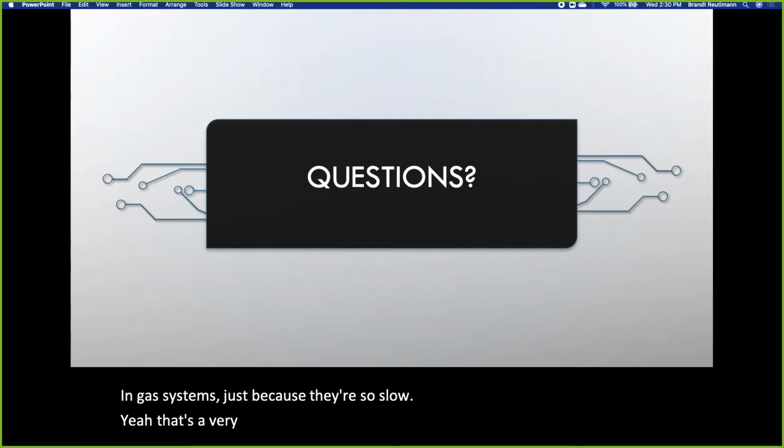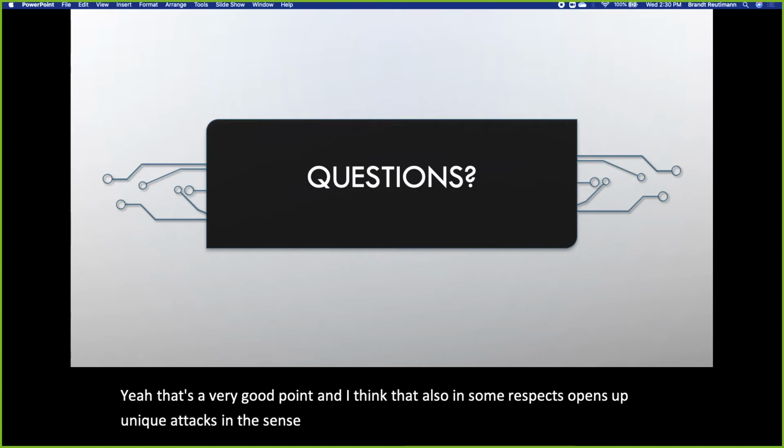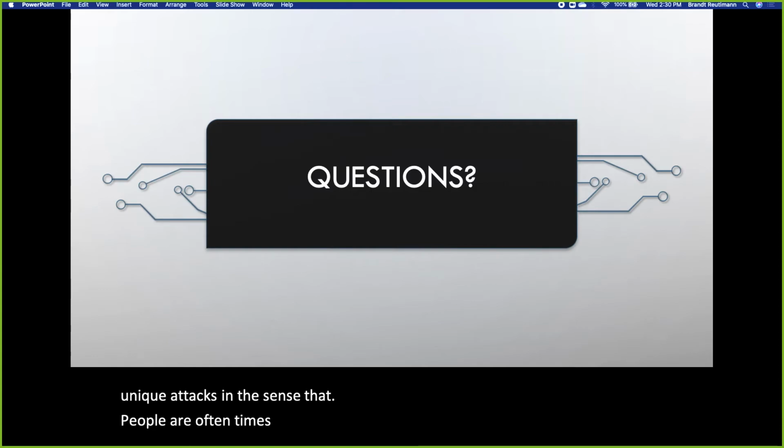And I think that also, in some respects, opens up unique attacks in the sense that people are oftentimes the most vulnerable part of a system.